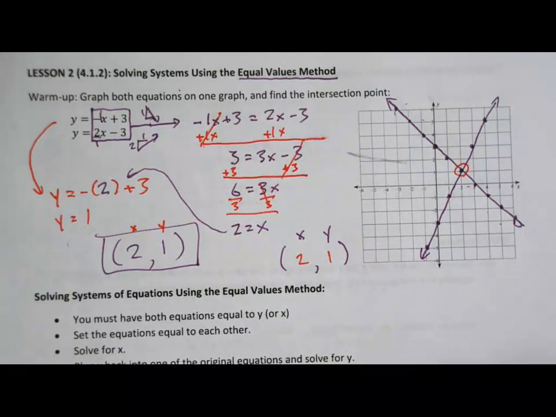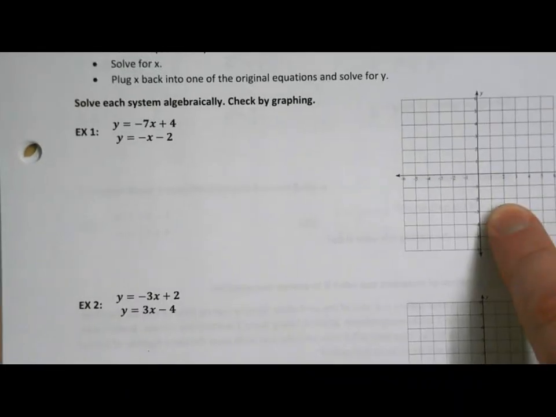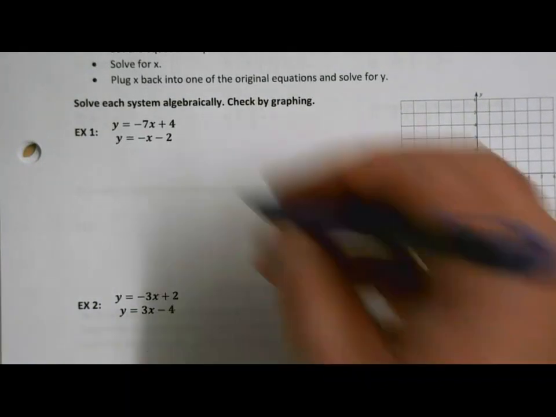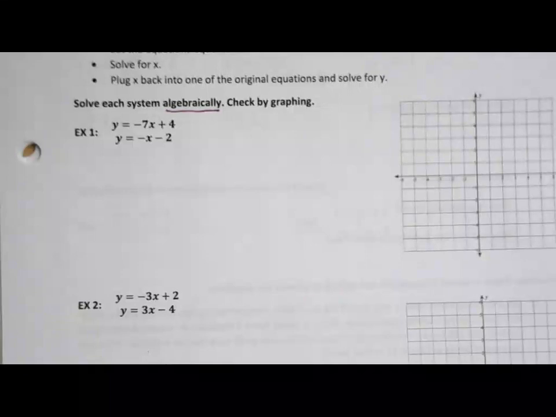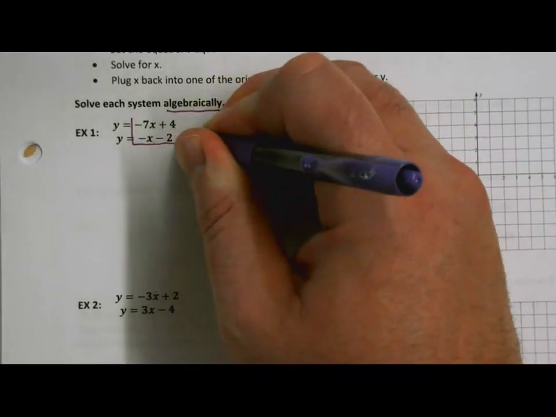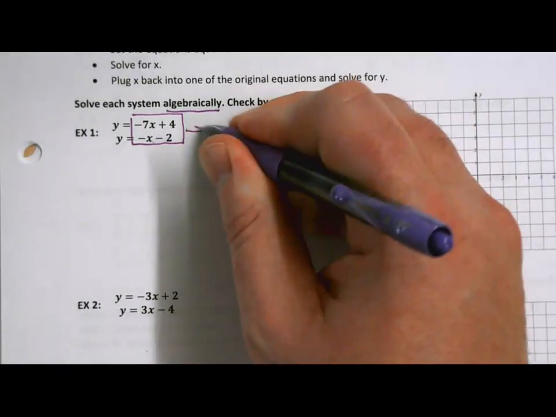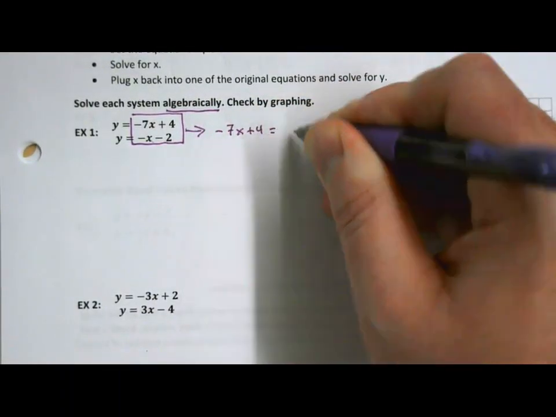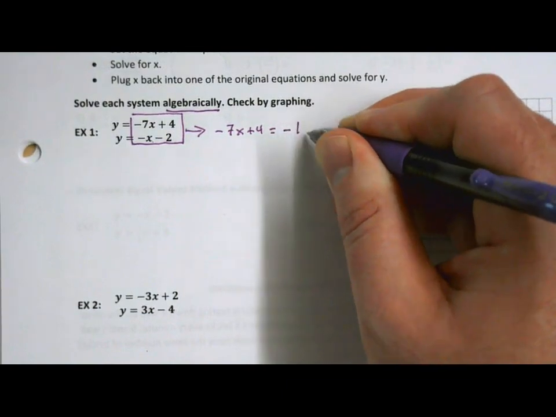Let's do a couple more of these. This time we're not going to graph it first. This time we're just going to jump straight to our algebraic method. When it says algebraically, that means without a graph, using algebra. So let's use our equal values method. We're going to take these two equations and stick them together with an equal sign in between. Equals. And I am going to put a 1 in front of that x.